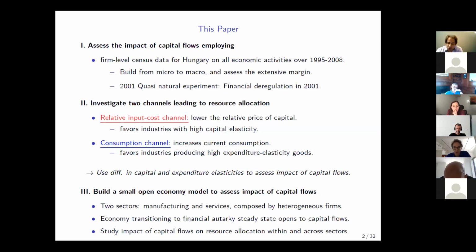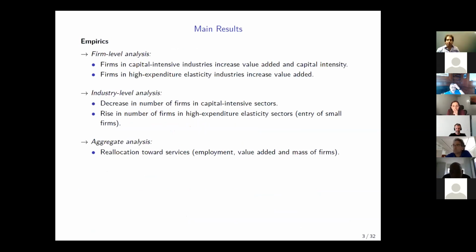And then what we're going to do is study the allocation of these flows between and across sectors, and I'm going to show you that the new channel, the one that relies on the expenditure elasticities, is key to understand both the short-run effects and the long-run effects of the financial liberalization. Let me give you a preview of the main results, and then we just dive in.